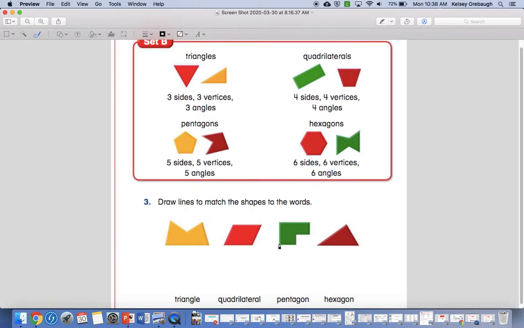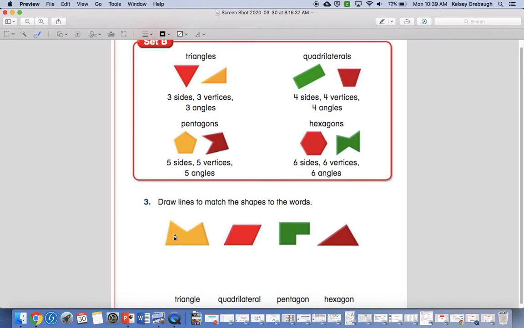So we have some plain shapes here, flat shapes. We're going to draw lines to match each shape to the words, okay? So the number one thing you should look for when you're looking at plain shapes and you're trying to determine what it is, count the sides first, okay? Because if you know how many sides a shape has, you're going to be able to determine what it's called. A triangle, a quadrilateral, a pentagon, or a hexagon, okay?